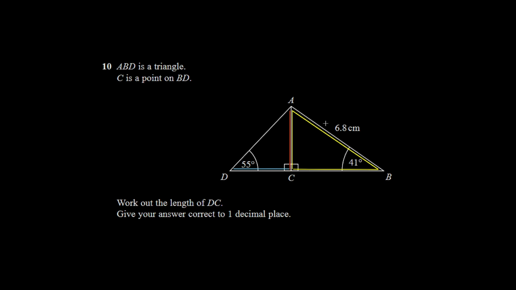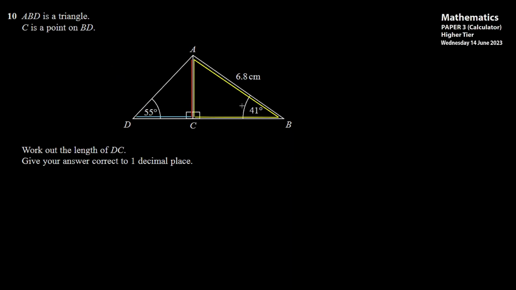So let's find the red length first in triangle ACB. With respect to this angle, 41 degrees, we need to know an opposite, and we've got a hypotenuse. This means we use the sine version of SOH. And let's call this height h. So I can say sine 41 is equal to the opposite, which is our unknown h, divided by 6.8. And h turns out to be 4.461 2, and on it goes.